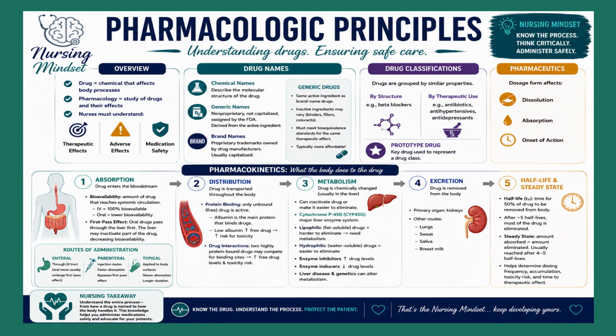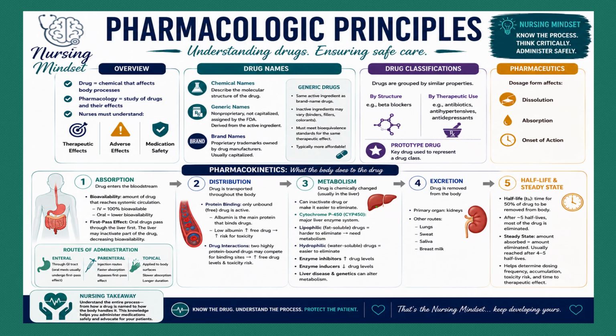Let's move in and talk about pharmacokinetics. This is basically what the body does to the drug. A helpful way to organize pharmacokinetics is to think about four main steps, what we call the ADME process. That means we're going to be talking about absorption, distribution, metabolism, and excretion. First up, absorption. Absorption is how the medication enters the bloodstream.